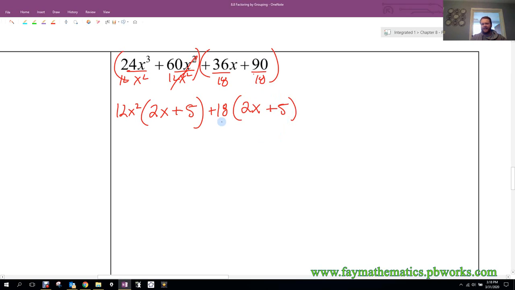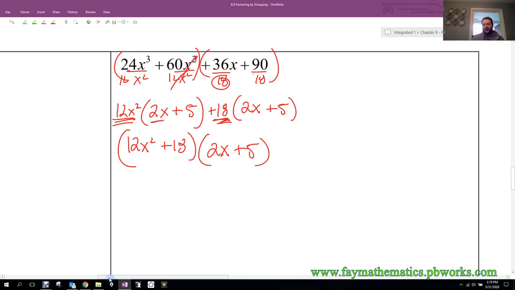Okay? And the reason I knew that I saw that 18 right away is I knew that my parentheses had to have a 2x in them. So I asked myself, okay, well, what can I divide 36 by so it turns into 2x? Obviously, it had to be 18. And I just checked, well, does 90 divided by 18? And it does. With 18 nickels, I have 90 cents. So that gives me 12x squared plus 18. That's that one and that one together. And I got 2x plus 5.